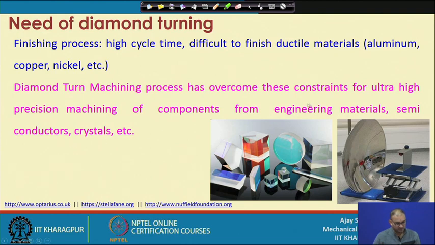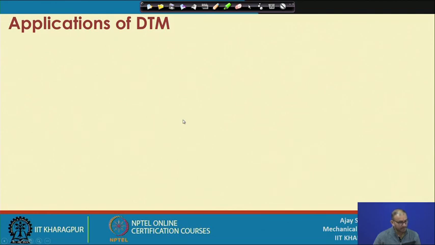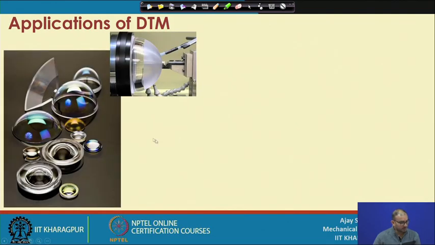and crystals. So, mostly if you see any non-ferrous material which has some connection with optical applications, where you are talking about light transmission and everything, at that time it is mostly understood that it will be processed through the diamond turning operation. So, what are the applications of diamond turning? Most of the lenses are fabricated by DTM.